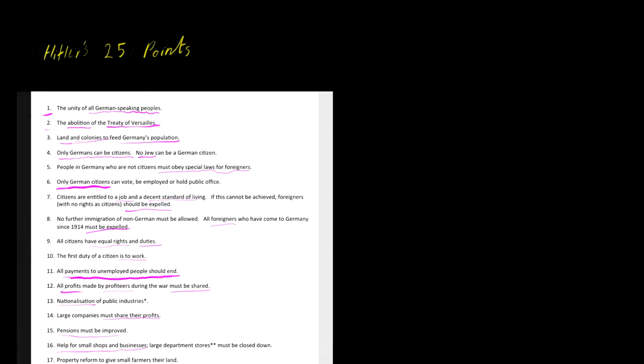So let's take a look at Hitler's general background, the important parts of Hitler's background. Most obviously, Hitler hated Jews. He was full of anti-Semitism. There were actually suspicions that he was one quarter Jewish, so he had to suppress those suspicions.